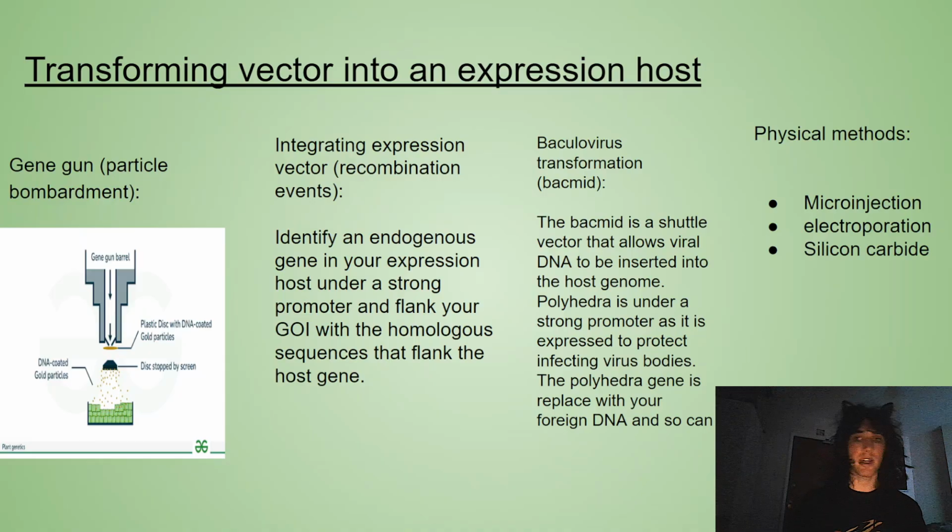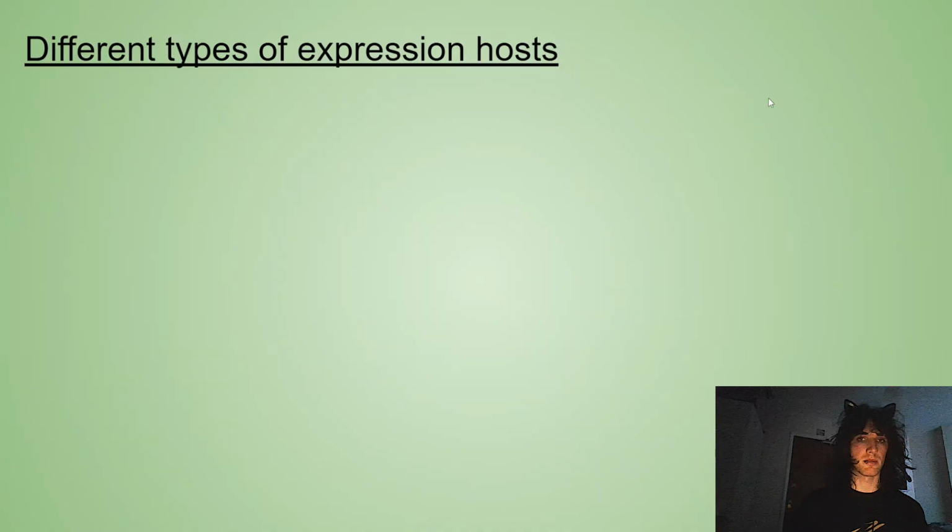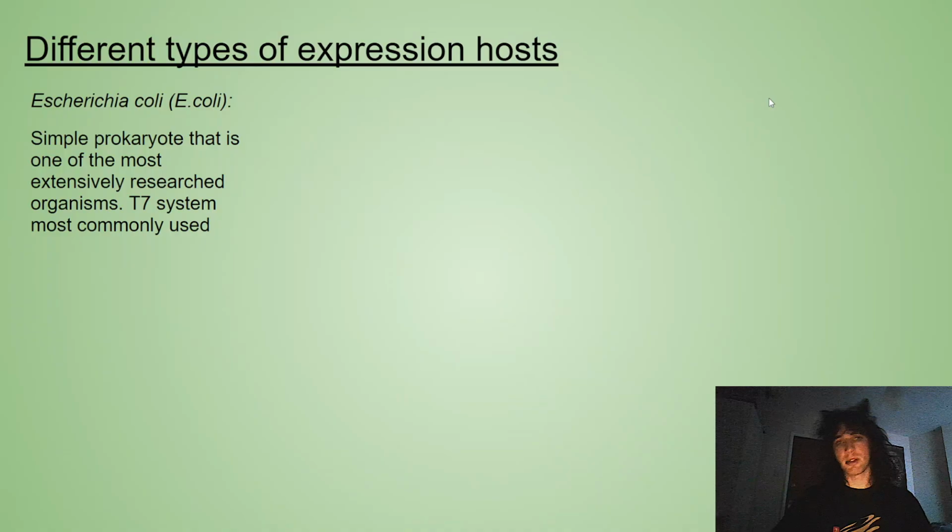You can electroporate it, or you can use silicon carbide whiskers, which poke little holes into it as well. So this is all the ways you get your vector into your expression host. Well, there's more, but you know what I'm saying. Now we go over the different types of expression hosts.